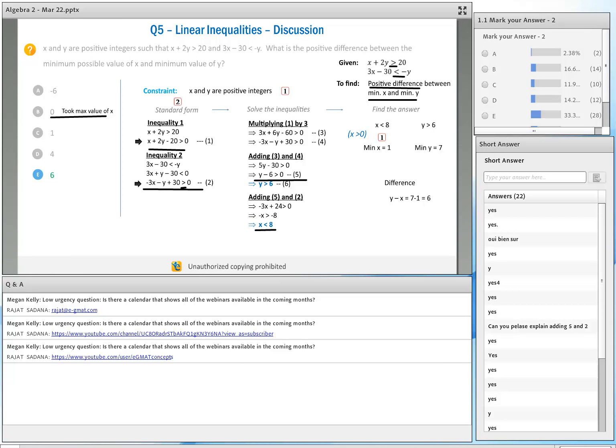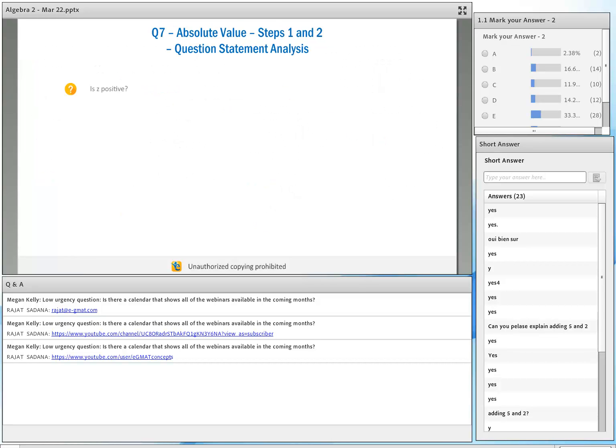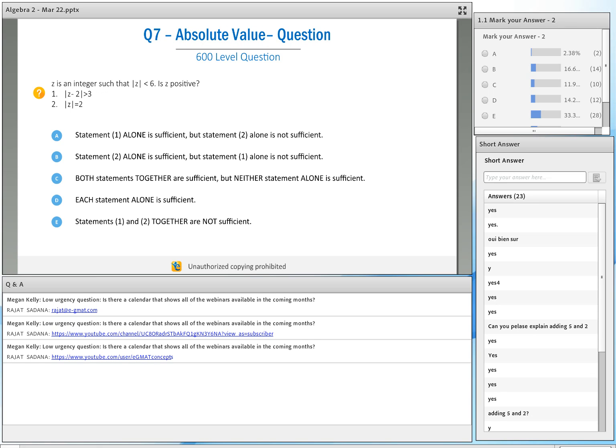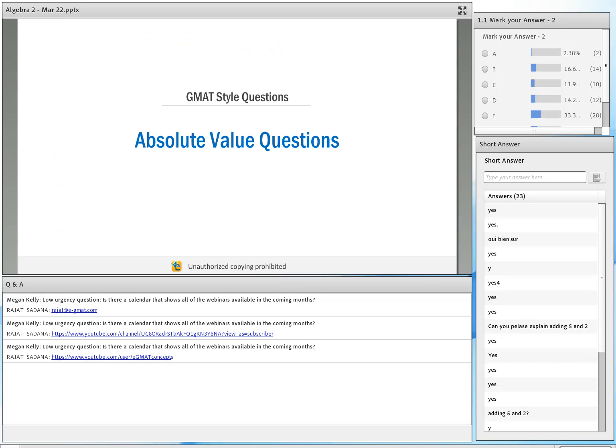Now the thing over here is, as you go towards absolute value questions, you're going to find that the questions seem difficult, but the questions by themselves are not. If you start to solve these questions using logic, you're going to find that solving these questions becomes really, really easy. Okay, so here is where we're going to go towards absolute value questions.